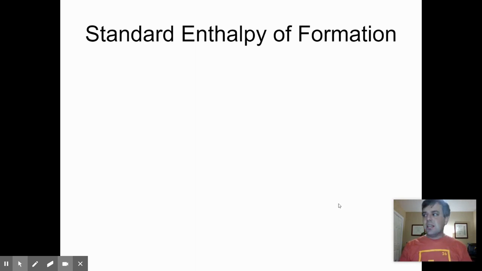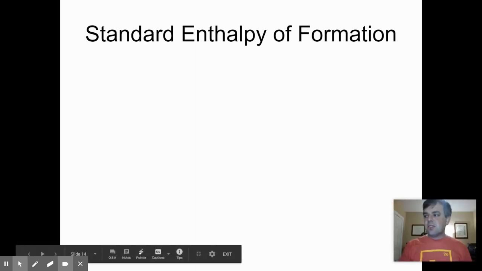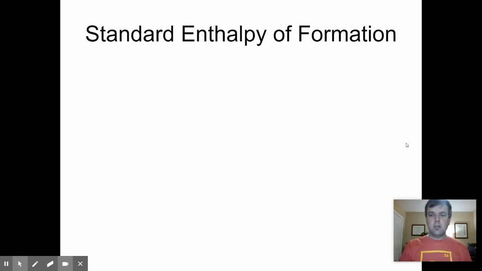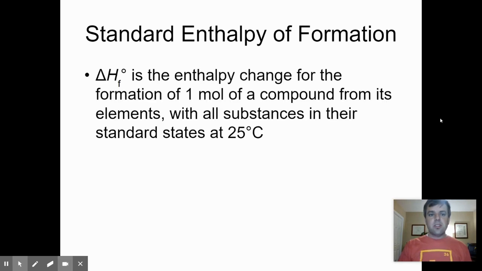So now we're going to analyze something called standard enthalpy of formation. The standard enthalpy of formation, delta H f with this little degree sign, is the enthalpy change for the formation of 1 mole of a compound from its elements with all of the substances in their standard states at 25 degrees Celsius. That's a lot right there. So let's break this down.